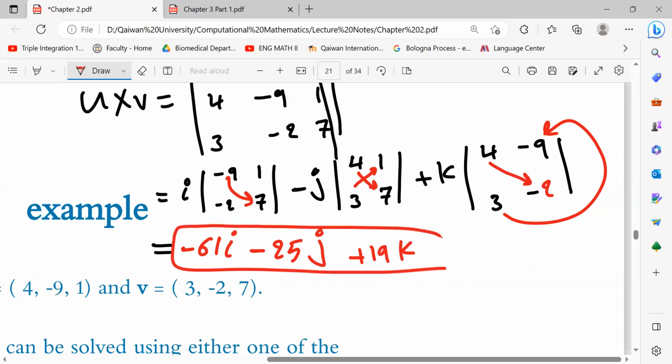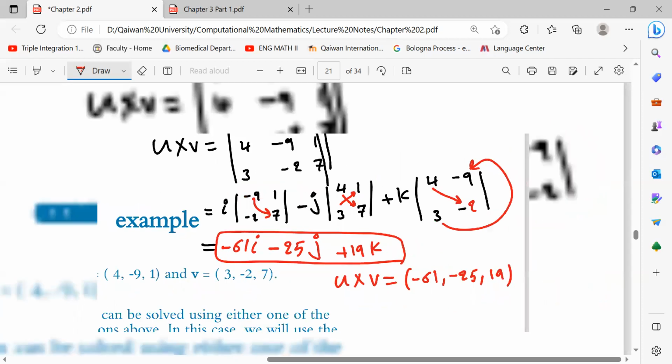This is the cross product of U and V. You can write it in this form. Also, you can write U cross V as just the coefficients of i, j, and k separated by commas: minus 61, minus 25, 19. That's it. This is the cross product of these two vectors. As you see, in the cross product of U and V, we got another vector, a new vector.